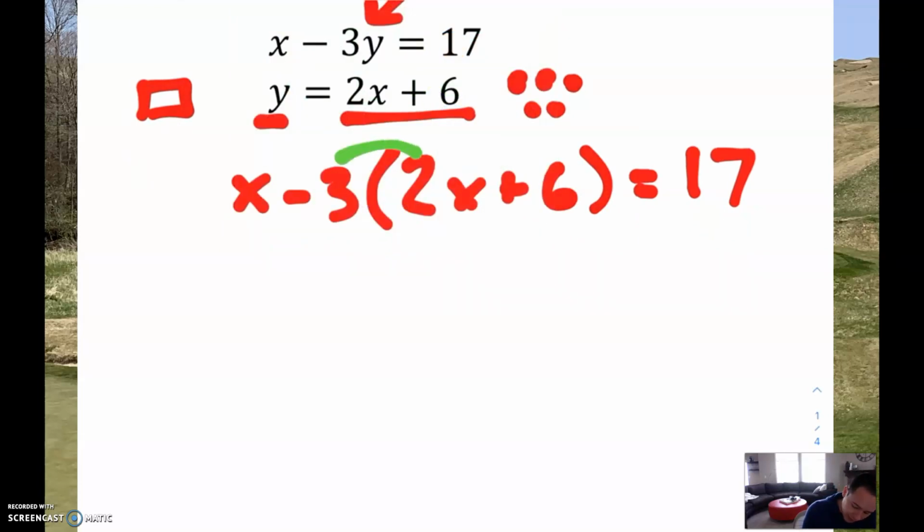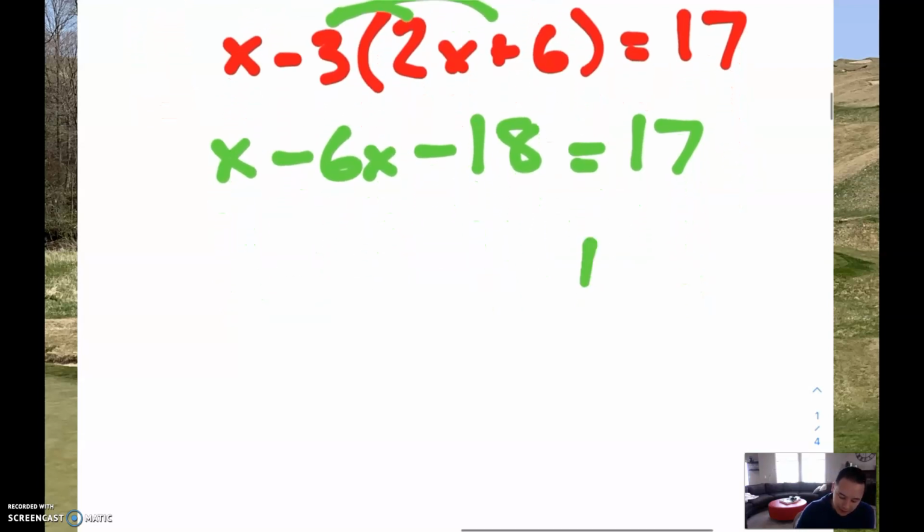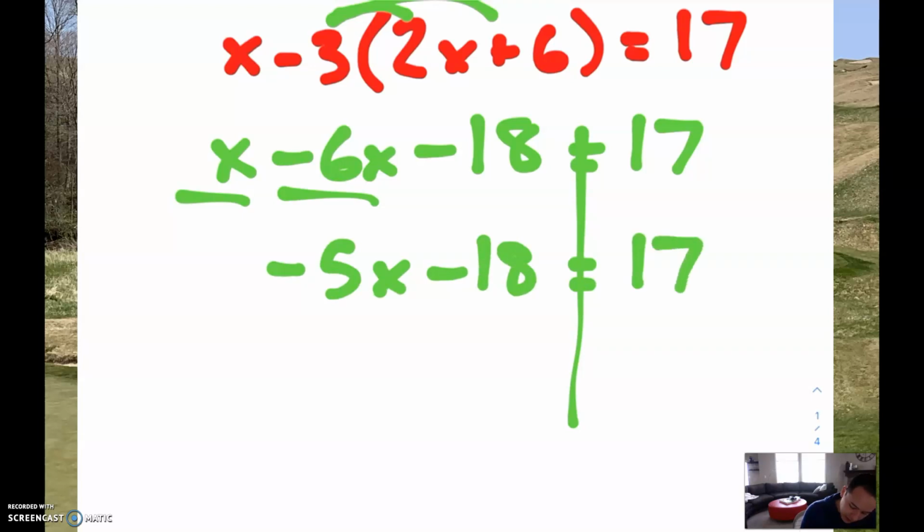So we're going to distribute the negative 3. If we take negative 3 times a positive 2x, it becomes negative 6x. And if we take negative 3 times positive 6, that becomes negative 18. And we get equals 17. Once again, we have variables on the same side, so we are going to combine them. If you combine 1x with a minus 6x, it becomes minus 5x. Minus 18 equals 17, so we just combine the like terms.